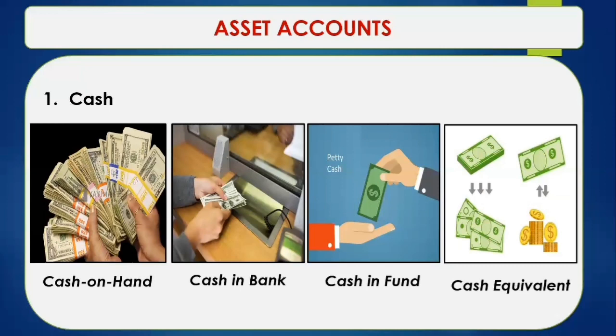And next we have cash in fund. It denotes money placed in a specific fund for a specific purpose. Now, one example for this is the petty cash fund. This is a fund intended to pay petty expenses. This is very helpful, especially since a company cannot issue a check for small expenses, correct?